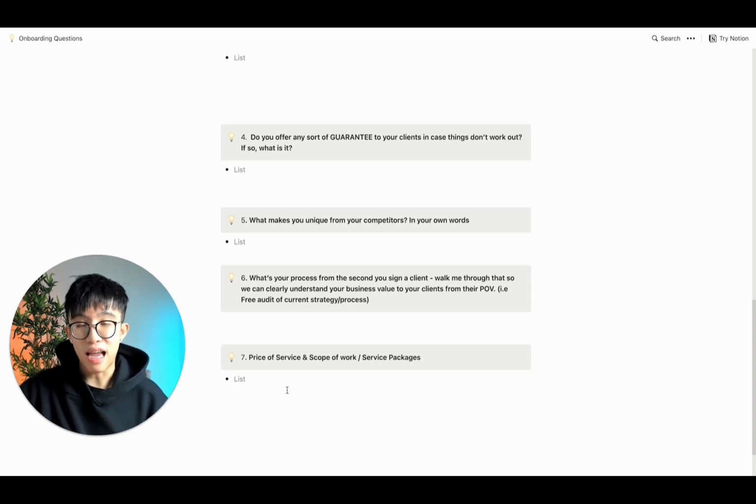And this is just some of the information that I'm getting. Some of these questions overlap with the onboarding questions from the Google Forms. Some of them do not. For example, the price of service and scope of work. What's the process? Those questions are not in the Google Forms, but they're still important things that you want to understand about your client. And this is exactly why I create this Notion. And that's kind of what that looks like.